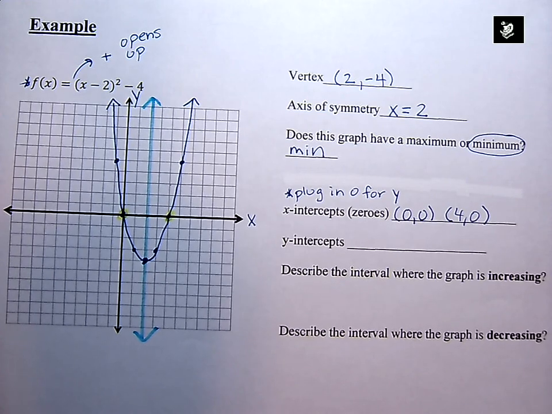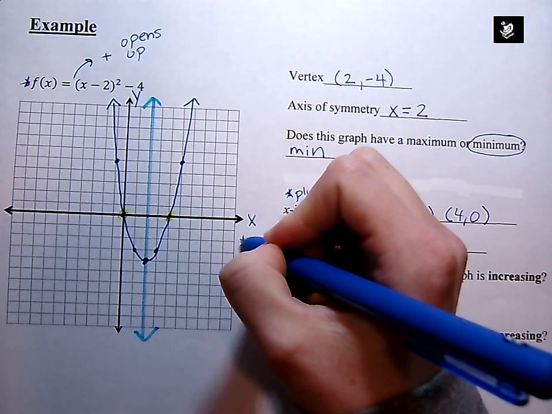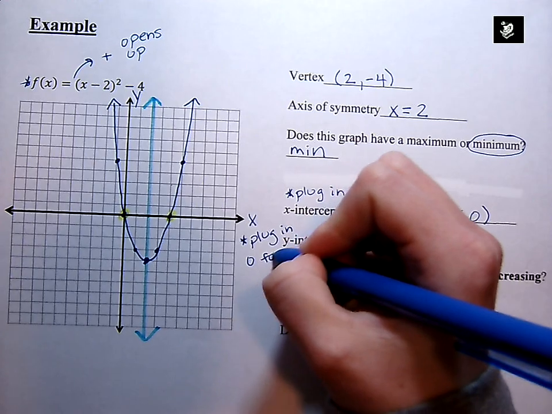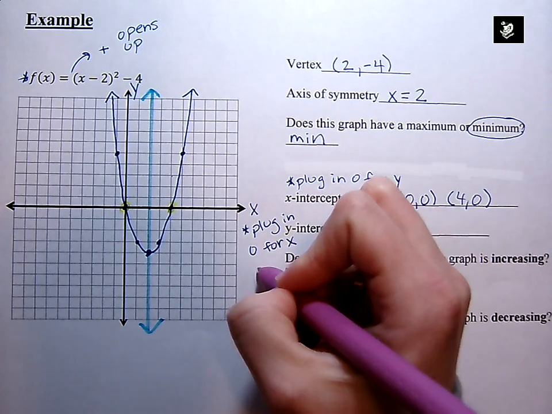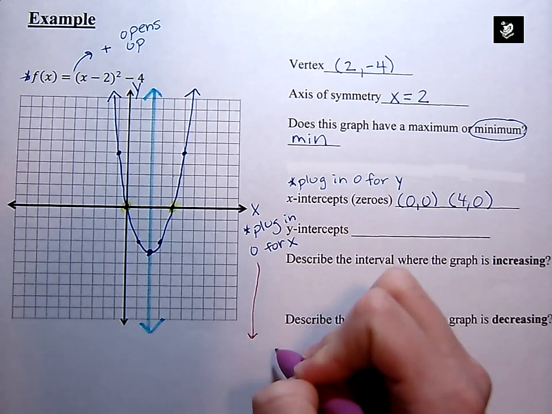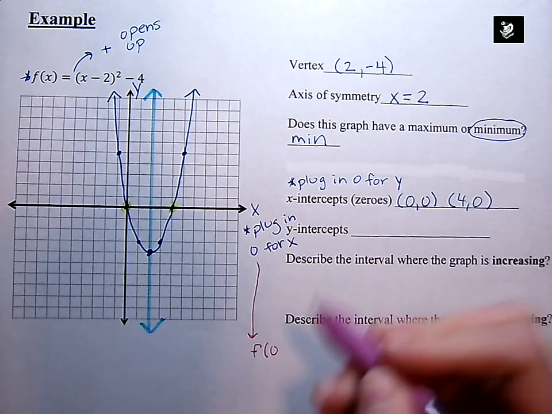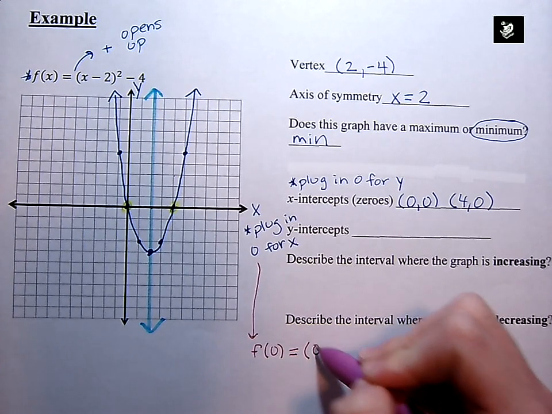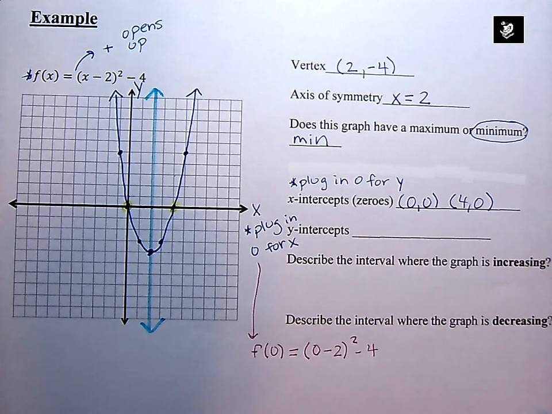My y-intercept, if it's not apparent by looking at the graph, remember you can plug in 0 as well for x. So what would that look like? Well, I would plug in 0 wherever I see x into this equation. So f of 0 equals, instead of x, (0 minus 2) squared minus 4. And then I would just follow order of operations.